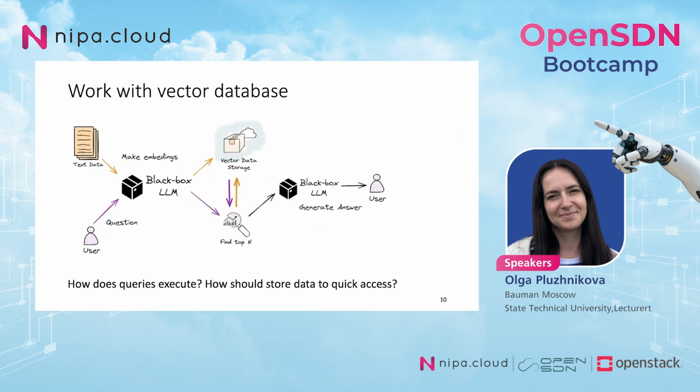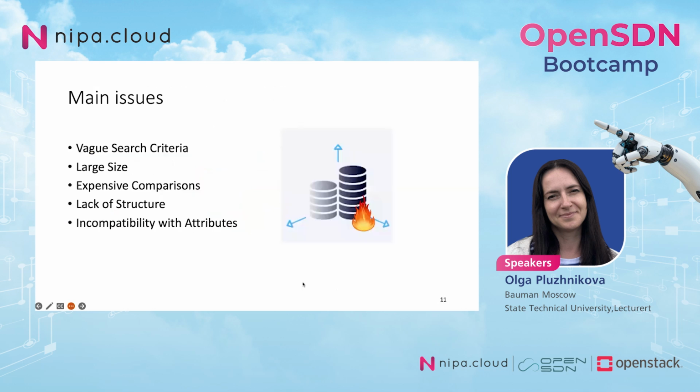Okay, let's see an abstract scheme of how a vector database works. We've got embedding vectors and put them into the database. A vector database has a lot of data, but how can we search information? How should we store data for quick access? How does a query execute? And there we have problems.